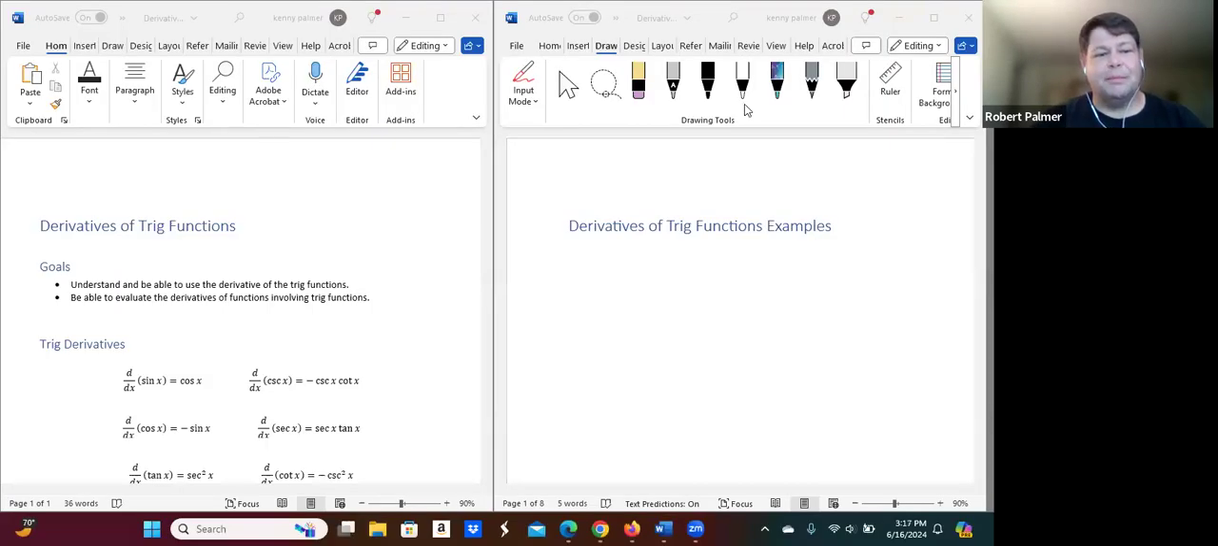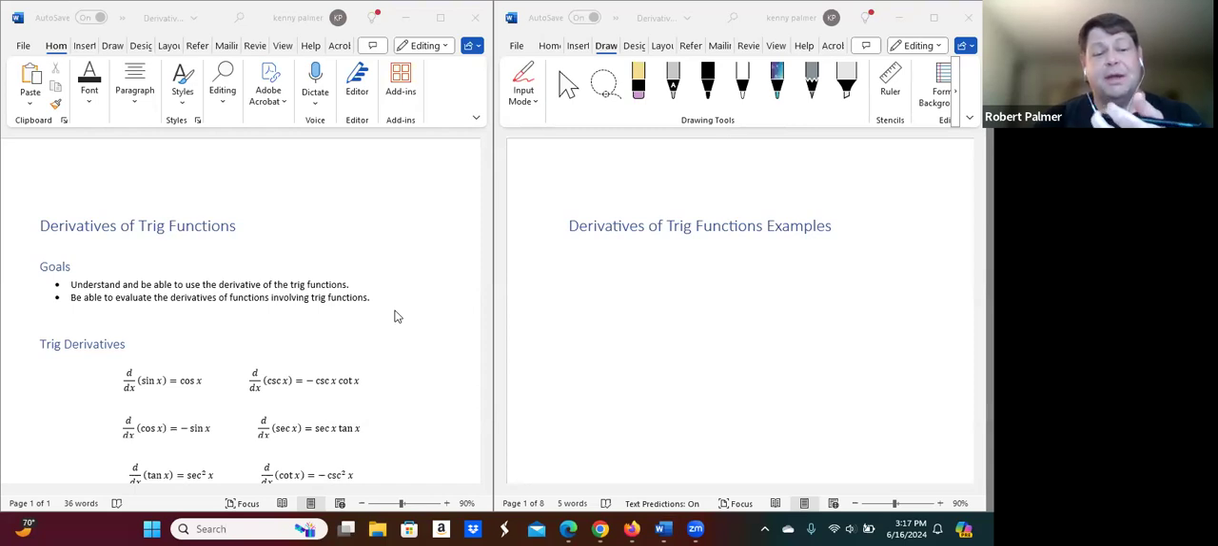Hello, everyone. Welcome back. So today we'll learn about the derivatives of trigonometric functions, or just call them trig functions. Our goals will be to actually learn them, what they are, and also be able to use them. We also want to be able to use them anytime we involve a trig function, including if the trig functions are involved in other kinds of functions.